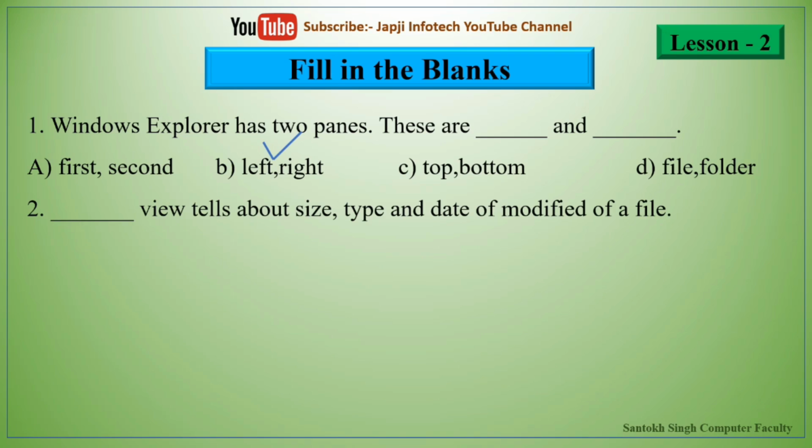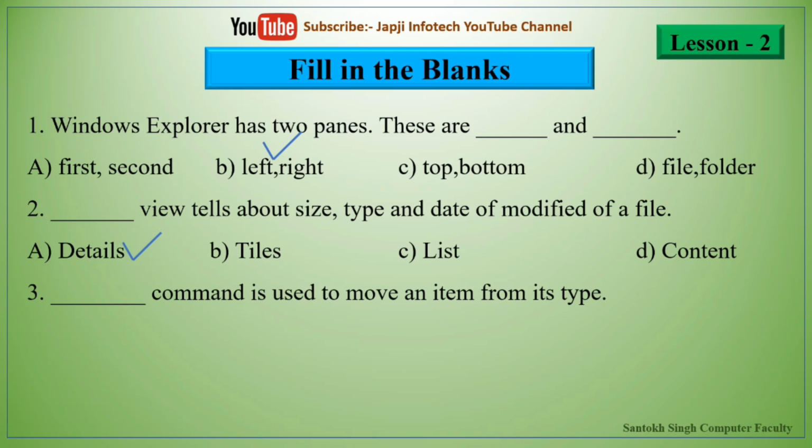The second one is: dash view tells about size, type and date modified of a file. The options are details, tiles, list or content. So our right answer is: details view shows or tells about size, type and date modified of a file. The third one is: dash command is used to move an item from its place. The options are copy, paste, cut or delete. So the right answer is: cut command is used to move an item from its place.